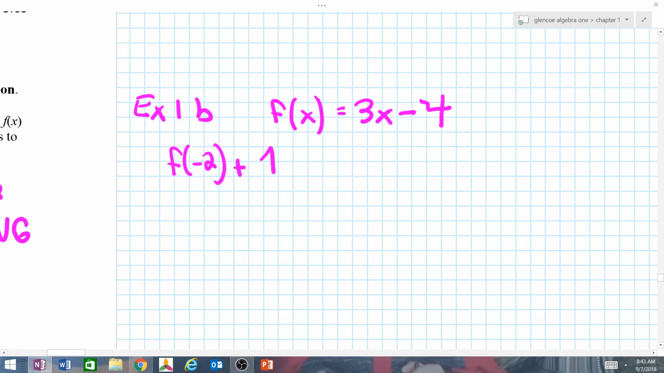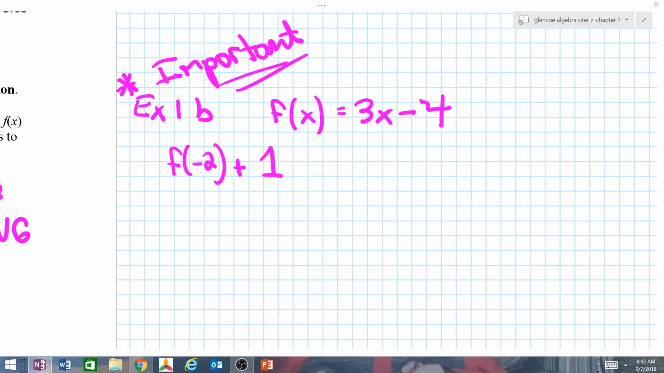Okay, so this is a really good problem. I'm going to put an asterisk here, and I'm writing, this is important. It's important for you to listen and for me to explain what you're doing. So the rule says this: when solving something that's in function notation, f of x equals 3x minus 4 is the given equation. What we're saying is, what does that equal when x equals negative 2? And then we have a plus 1. So what are we substituting in for x here? Negative 2.